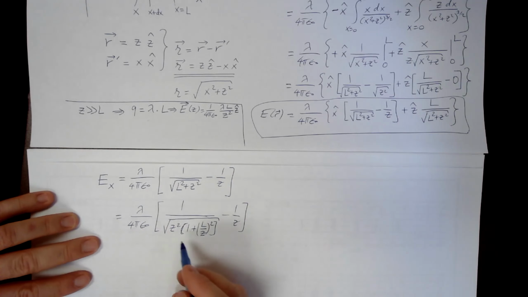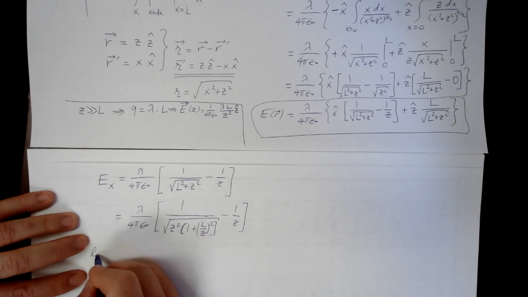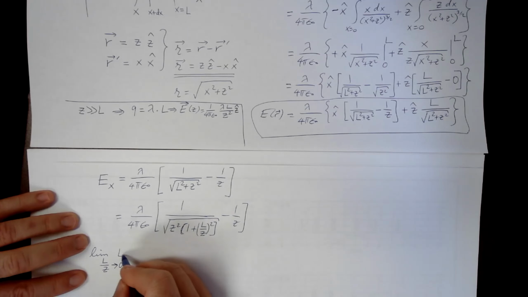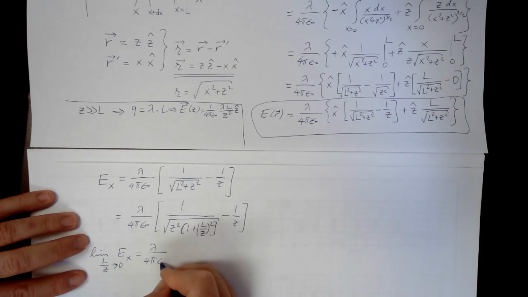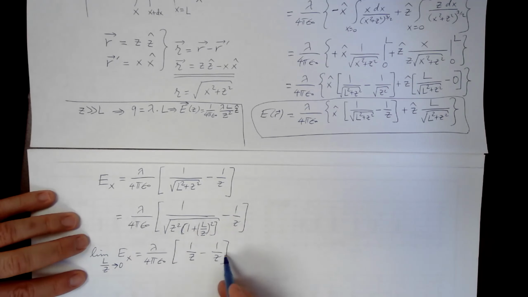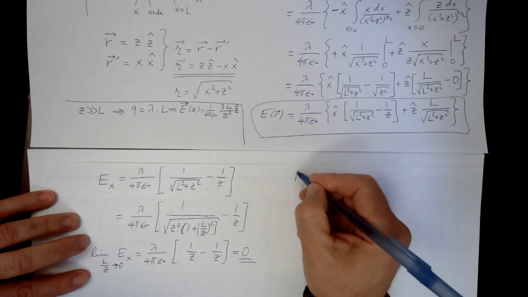Now what do I have here? This can be taken out, and this is L over z. So then if L over z goes to 0, E_x, well, if this goes to 0, what I'm left with is essentially 1 over z minus 1 over z, right? And that's 0. So it approaches 0. The x component is going away. Let's look at the z component.